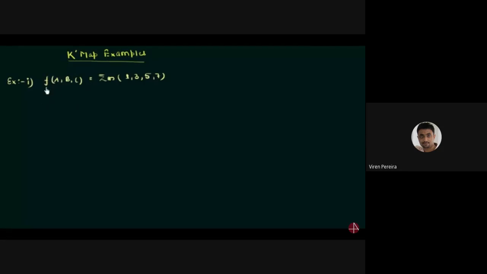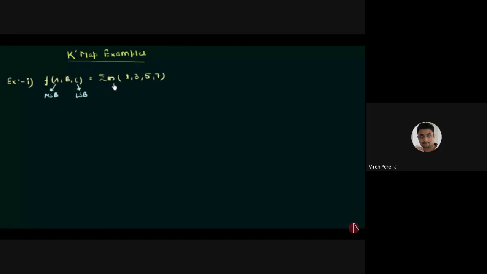This F represents your function. This A, B, C represents your variables. And remember one thing, that this order is very important. If A is written first, it means A is your MSB, most significant bit. And if C is written last, then this is your LSB, the least significant bit. So this order is very important. While solving the K-map also, I have told you how to write the MSB and LSB, so don't change this order while writing your K-map.